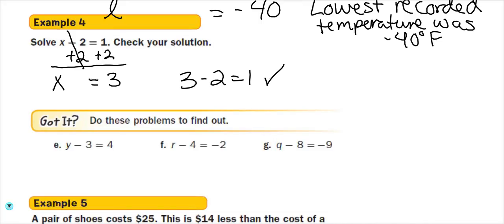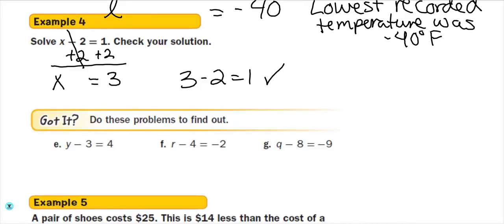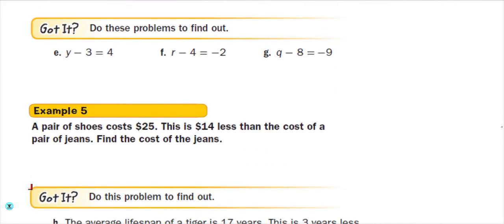All right, go ahead and try the guided questions for E, F, and G. Okay, let's take a look. So we're going to add 3. Cancel. And then 4 and 3 make 7. Okay, plug it back in. 7 minus 3 equals 4. Yes, it does.